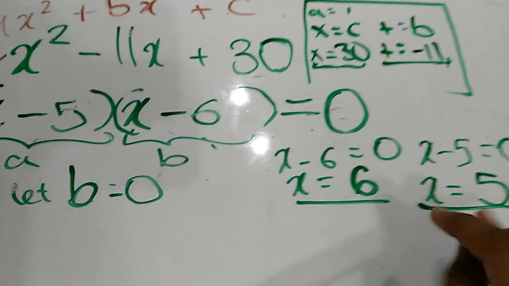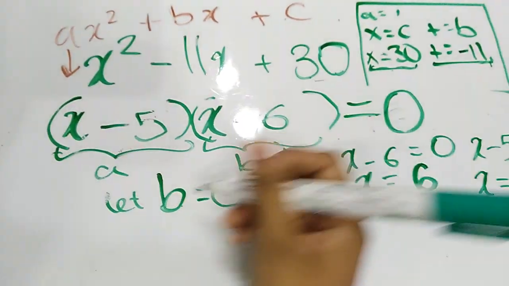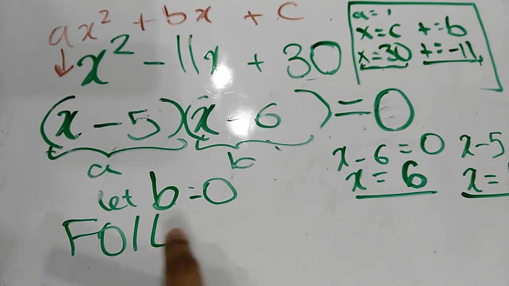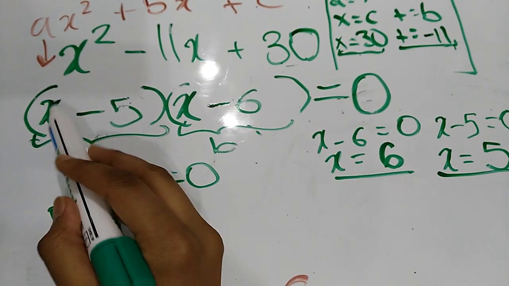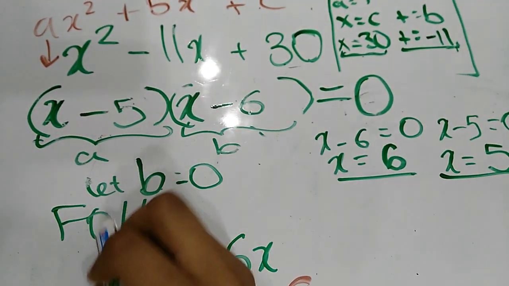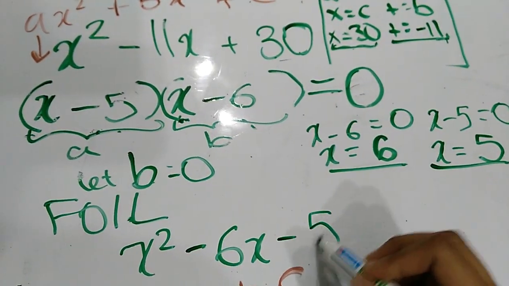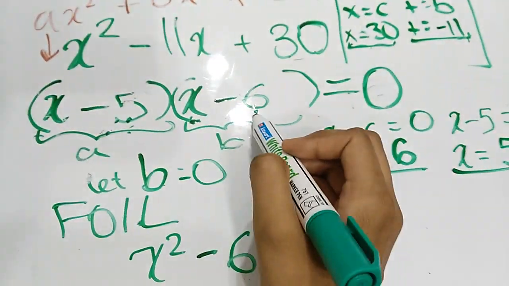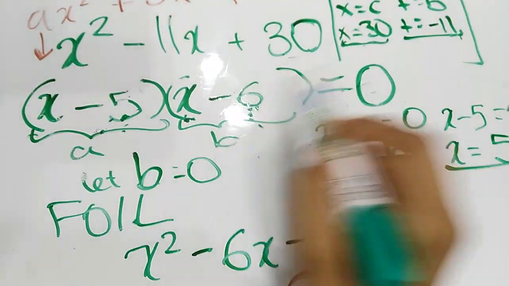Okay? Now, very important, I would check my answer by expanding this out using the FOIL method. First, outside, inside, last. So my first values are x times x, which is x squared. My outside values are x and -6. x times -6 is -6x. My inside values are -5 and x, so -5 times x is -5x. And my last values in each bracket are -5 and -6. Timesing a minus and a minus gives me a positive, so be very careful with your signs. And 5 times 6 gives me 30.